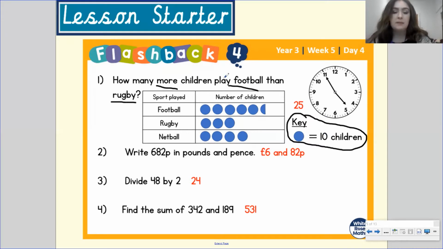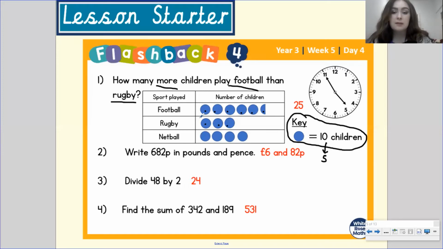Now we're looking at the difference between football and rugby. So let's have a look here. We've got 1, 2, 3, 4, 5, and then we've got a half. Now, because it's a half, it means it's going to be half of this number here, which is going to be 5. So that there represents 5. And then here is rugby. We've got 1, 2, 3.